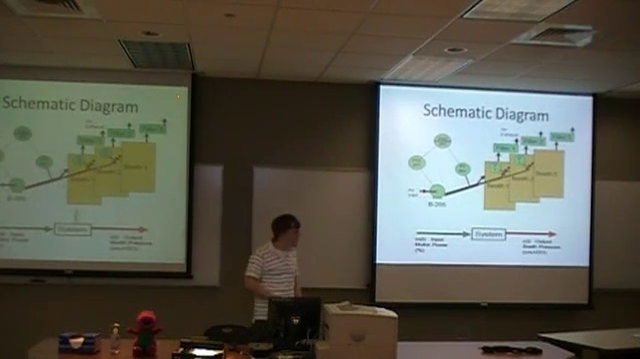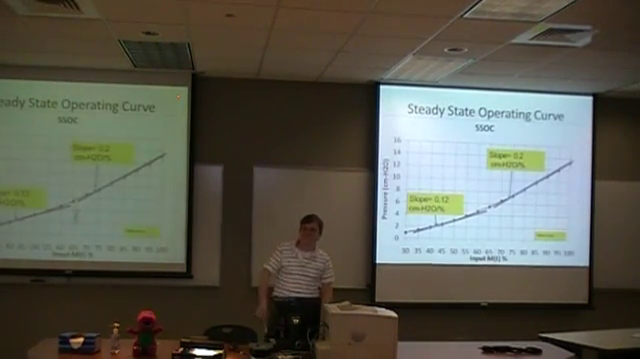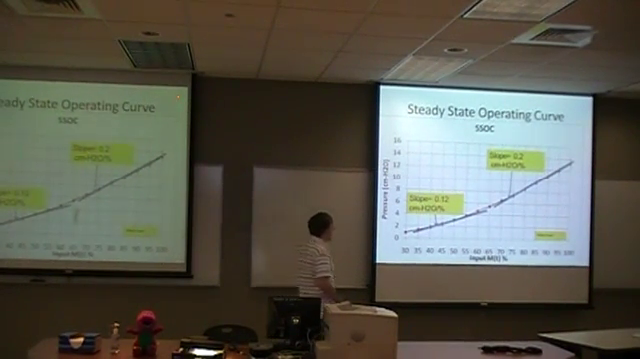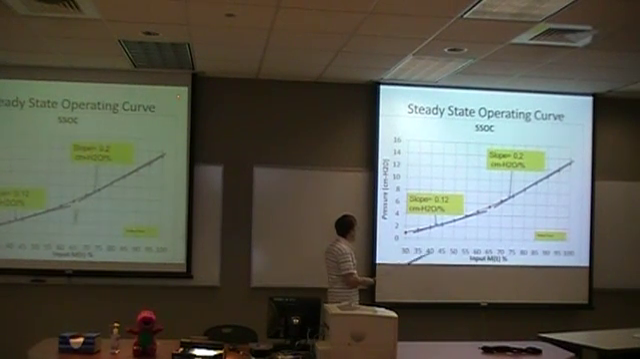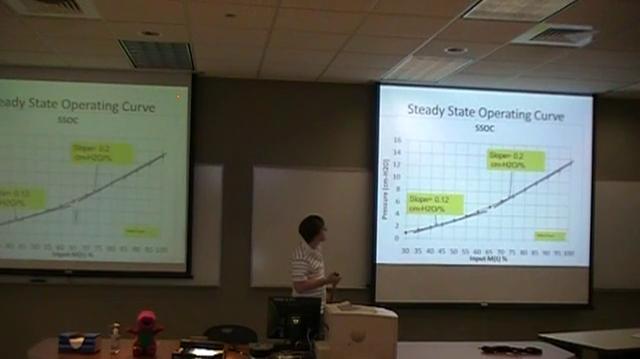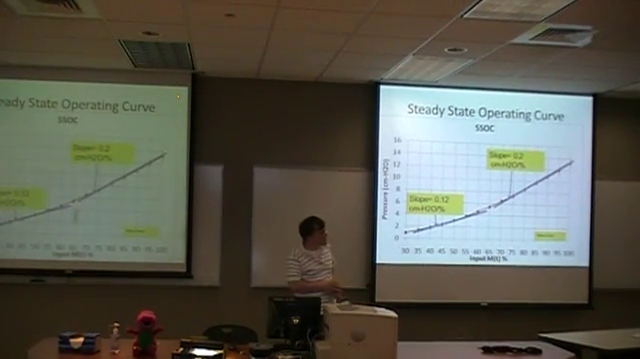Here's a schematic. This is our SSOC curve. Our operating range is from 35% to 100%, which is 1 centimeter H2O to 13 centimeters H2O. From about 1 to 6 centimeters, the slope is 0.12 centimeters H2O per percent. And from 6 centimeters to 13 centimeters, it's about 0.2 centimeters H2O per percent.